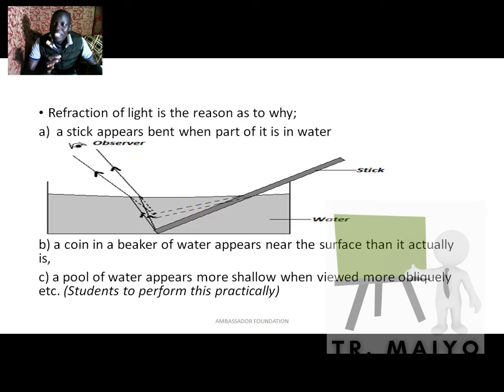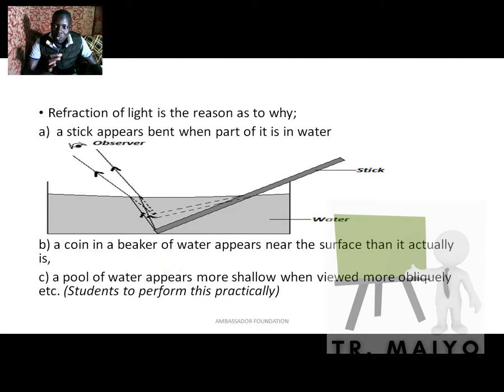Hey, it appears to be bent. The stick will never bend. Sorry for that. It appears to be bent. Why? Because of refraction of light. We will still see this. A coin in a beaker of water appears nearer the surface than it actually is.